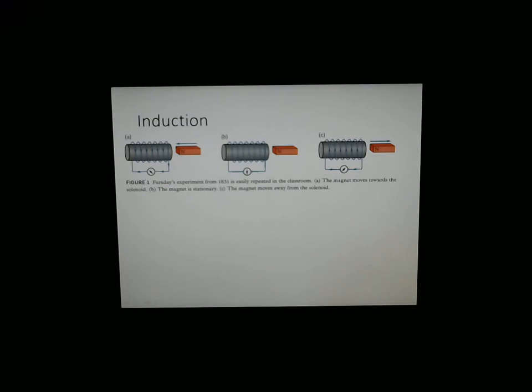Now, Faraday used a bar magnet, a solenoid, and an ammeter, and noticed that when the magnet moved in and out, current was generated. Magnet goes in, made a current. Magnet stops, no current. Magnet goes out, makes a current in the opposite direction. And we did this in class. Now this is electromagnetic induction.